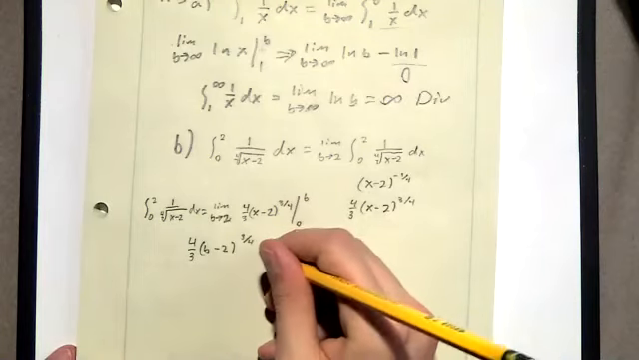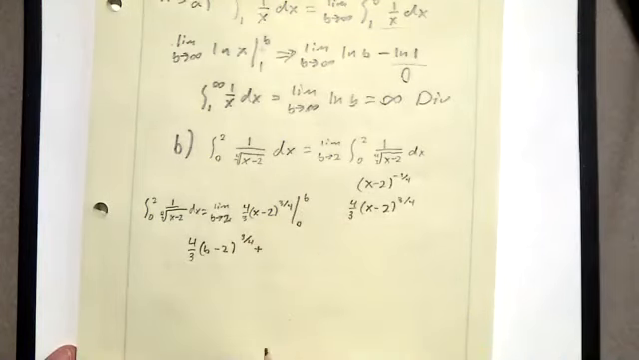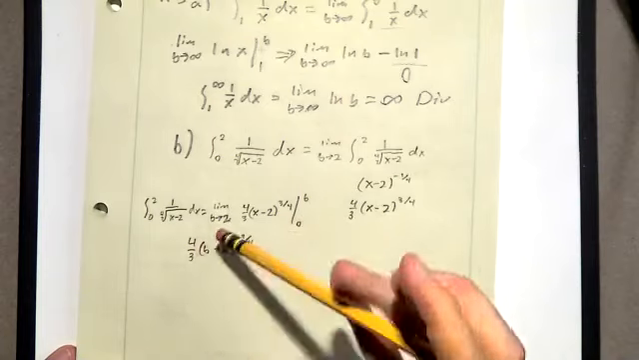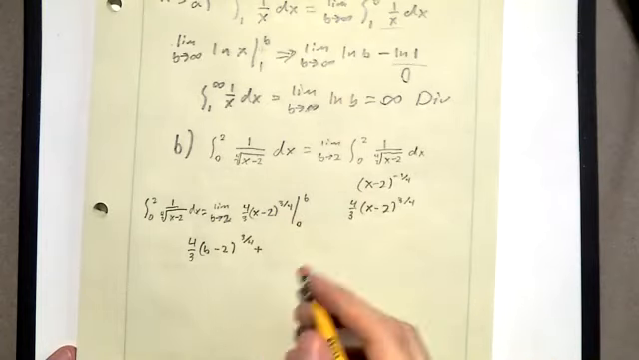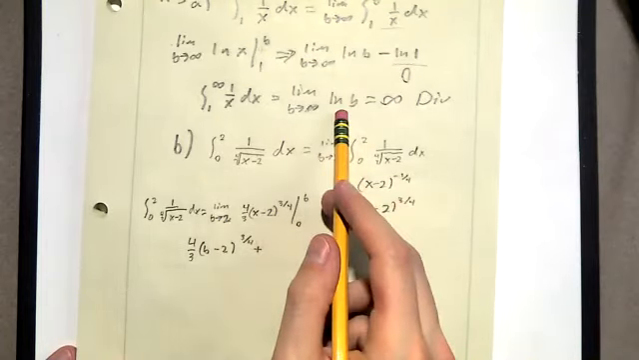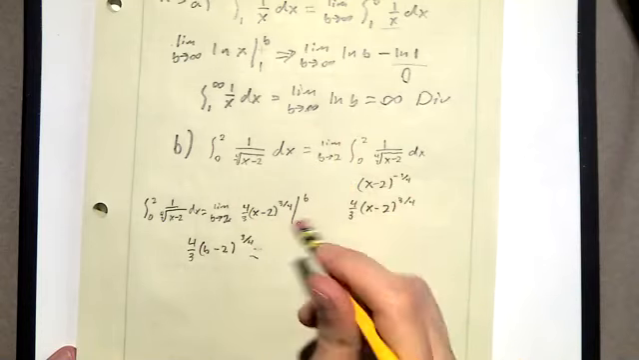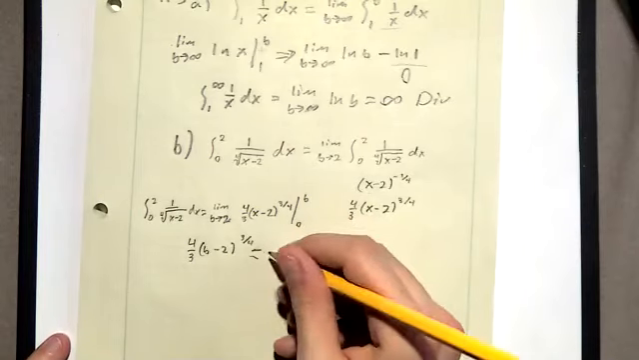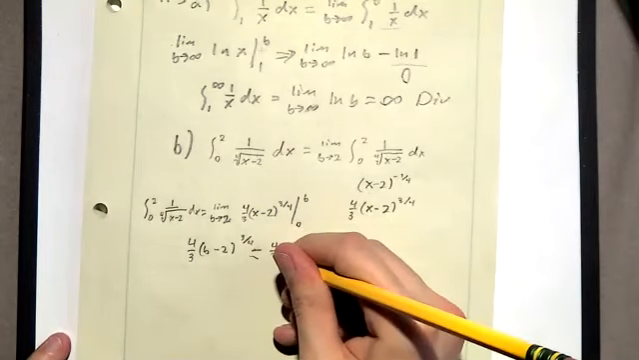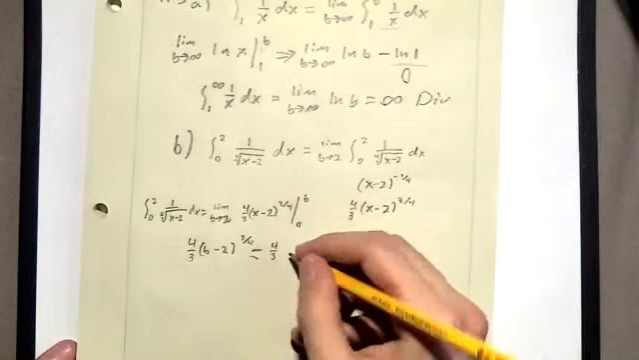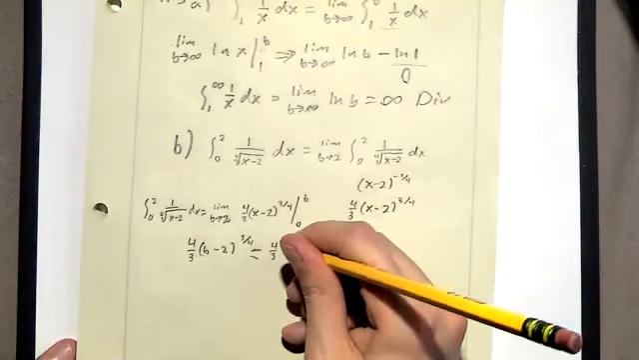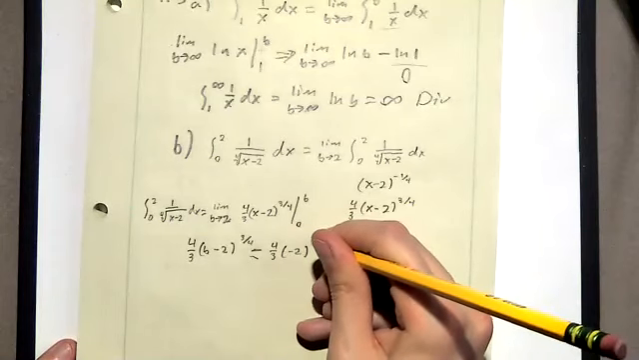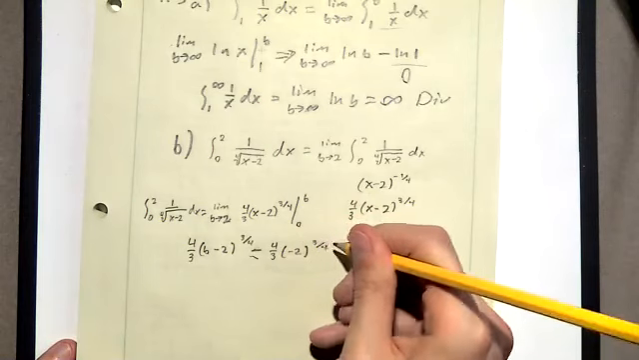You can see this just fine. And then plus, or no, not plus. I did plus up here. No, I did minus. Okay, good. It wouldn't have mattered, but it matters here. So minus 4/3 and then 0 minus 2, so negative 2 to the 3/4.